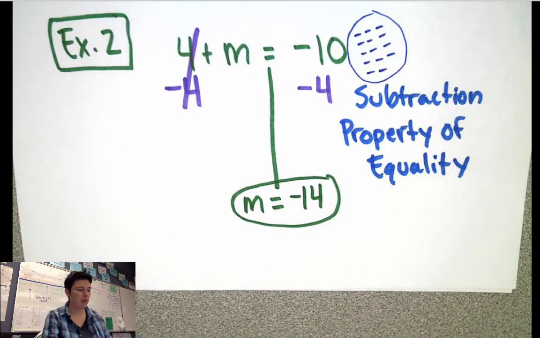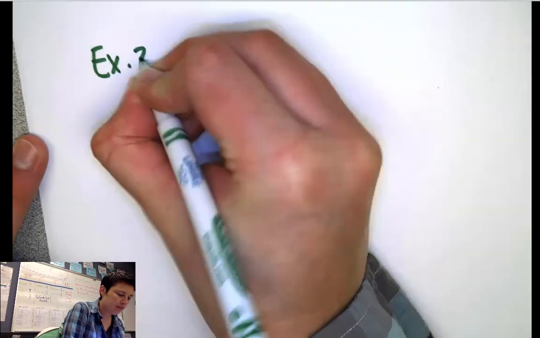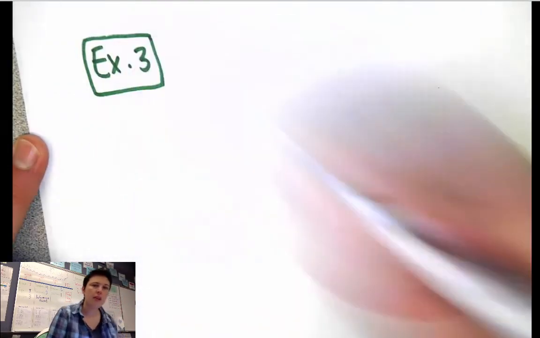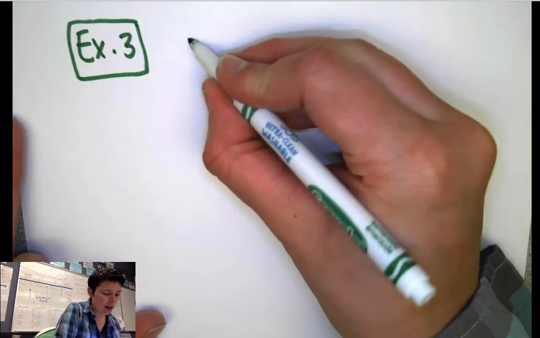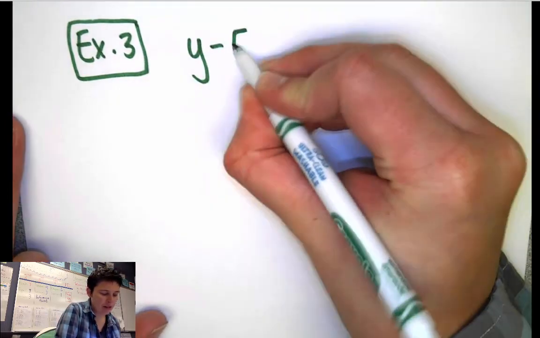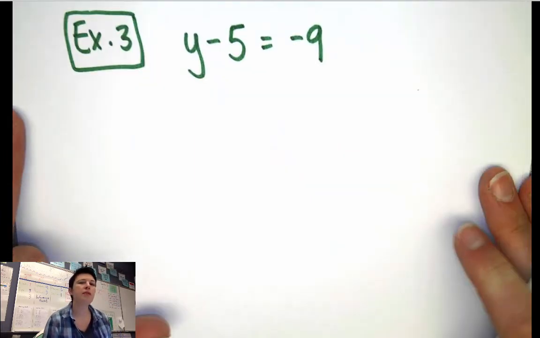Okay, so let's try another one, as we're kind of on a roll right now. How about an example 3 that looks like this? Example 3. Let's solve for y this time. Let's say we had y minus 5 equals negative 9.